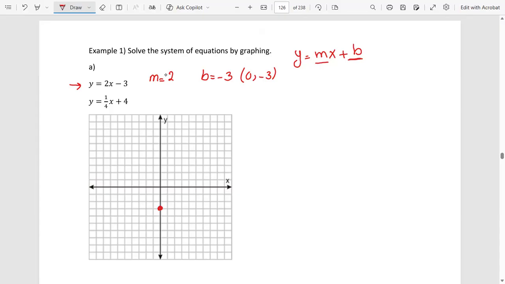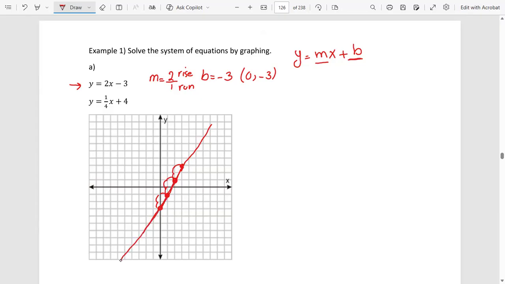And based on the slope, which is 2, it means 2 over 1 because there is no denominator. So the rise is 2 and the run is 1, which means the rise is positive 2, going 2 up, and the run is positive 1, going 1 to the right. So starting from -3, we go 2 up, 1 to the right. Next point, 2 up, 1 to the right. And then you can find as many points as you want and then graph the line straight.